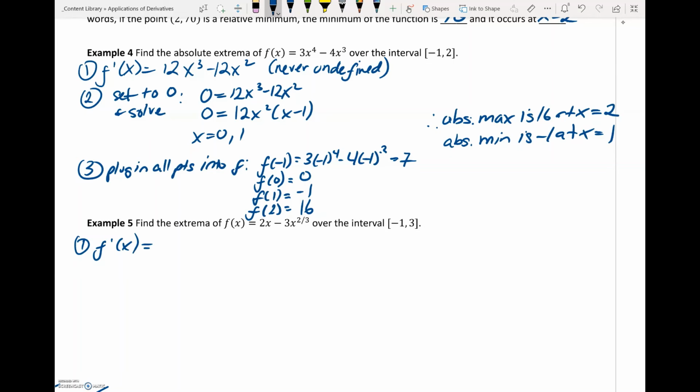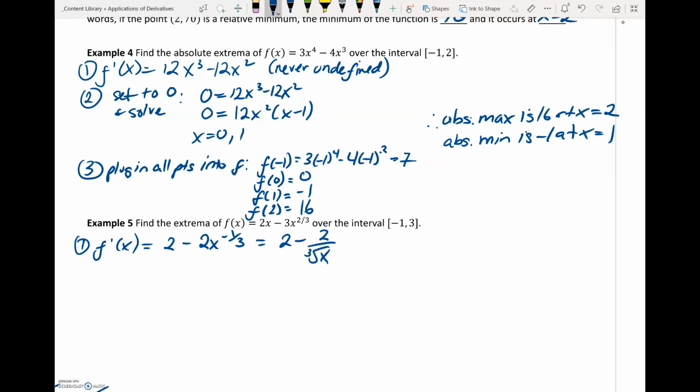The derivative of 2x is 2. Then the derivative of our next term, we're going to bring down the 2 over 3. So we're left with -2 in the front, and then -1 from the exponent. So 2 over 3 minus 1 is -1 over 3. Now we can rewrite this as 2 minus 2 over the cube root of x. Just changing into a radical form.